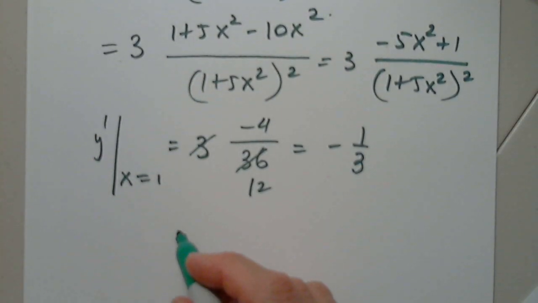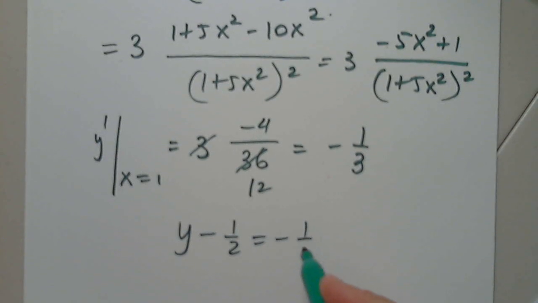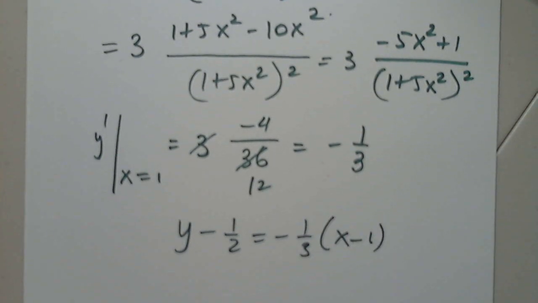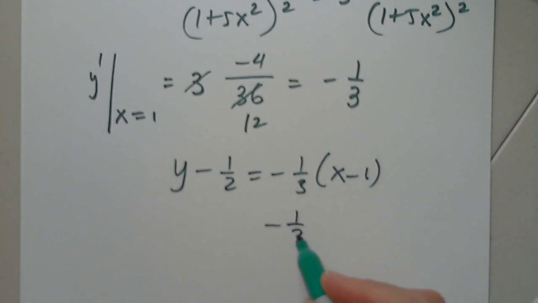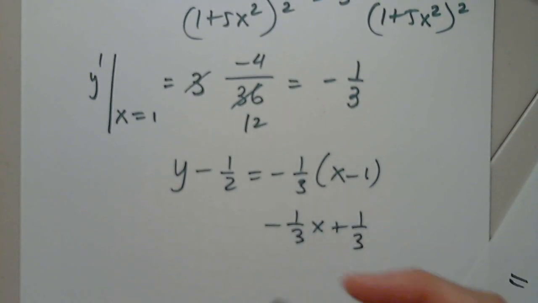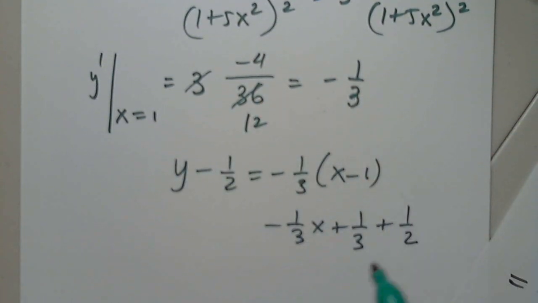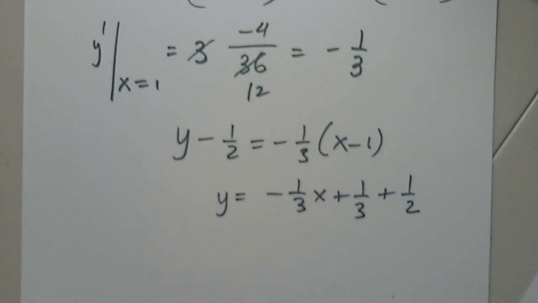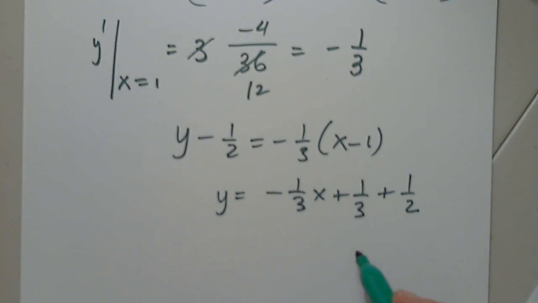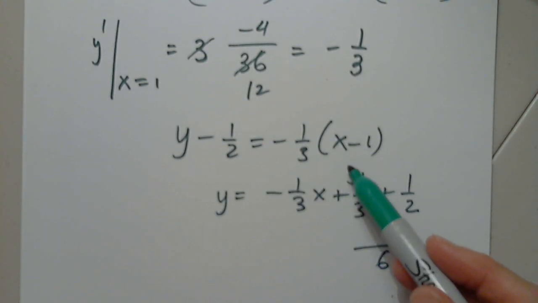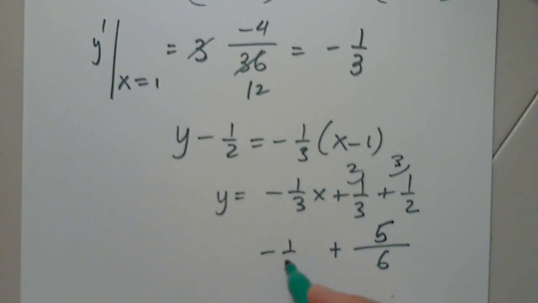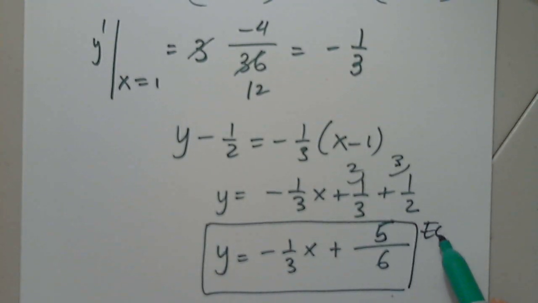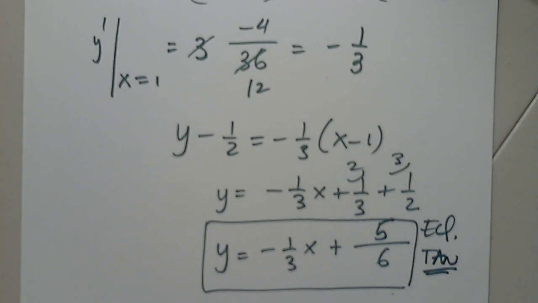Thank you. So y minus 1/2 equals negative 1/3 times (x minus 1). This will give us the equation of the tangent line. So I distribute: negative 1/3 x plus 1/3 and plus 1/2. So 1/3 plus 1/2 has denominator 6, and this is 2 and 3. So 2 plus 3 is 5. So y equals negative 1/3 x plus 5/6. This is the equation of the tangent at the given point.